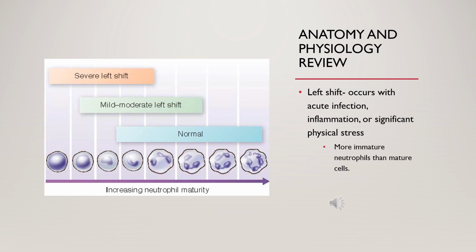And when we have a left shift, it means we're kicking out a lot of immature cells that are just really not quite ready to do the battle. So again, you send babies out to the battlefield, they're not working so well. Technically there's bodies on the field, but they're not bodies that are really able to do anything. So you find this left shift occurring with acute infection, inflammation, physical stress. Mature cells have worked and died, and we have these immature cells that are left and very ineffective in fighting.